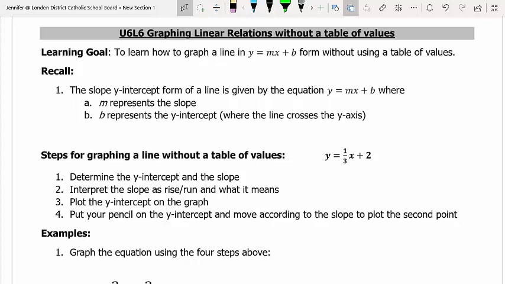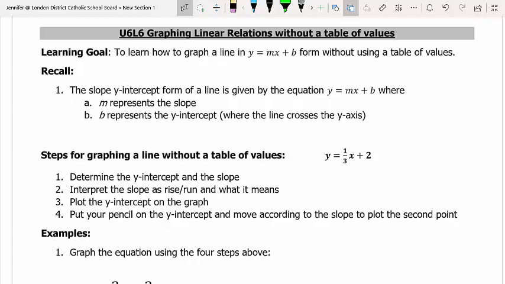Unit 6, Lesson 6, Graphing Linear Relations without a Table of Values. So the learning goal for today is to teach you how to graph a line in y equals mx plus b form without having to make a table of values first. Making a table of values is very tedious and takes a lot of time, so I'm going to show you a quicker way to do it.